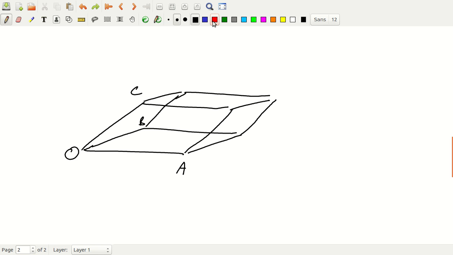Hi Hannah, just a quick word or two on the scalar triple product. So here's my best possible parallelepiped. I've got an origin at vertices at A, B and C like that.